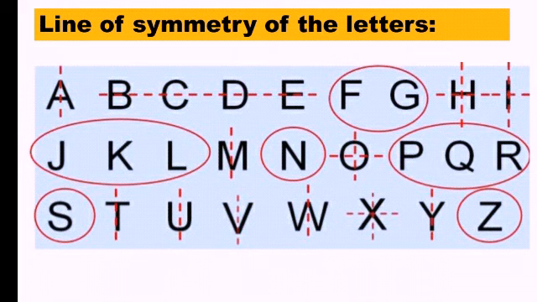N has no line of symmetry. O has two lines of symmetry, vertical and horizontal. P, Q, R, S have no line of symmetry. T, U, V, W have only one vertical line of symmetry. X has two lines of symmetry, vertical and horizontal, and Y has only one line of symmetry. Z has no line of symmetry. So you have to check this list.